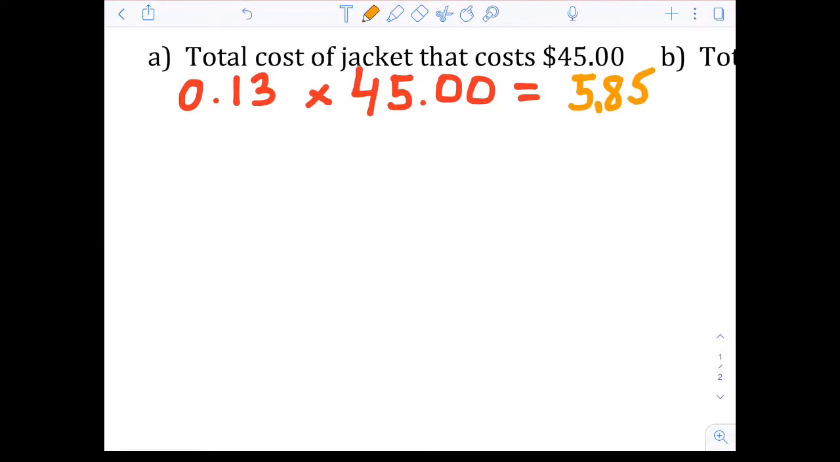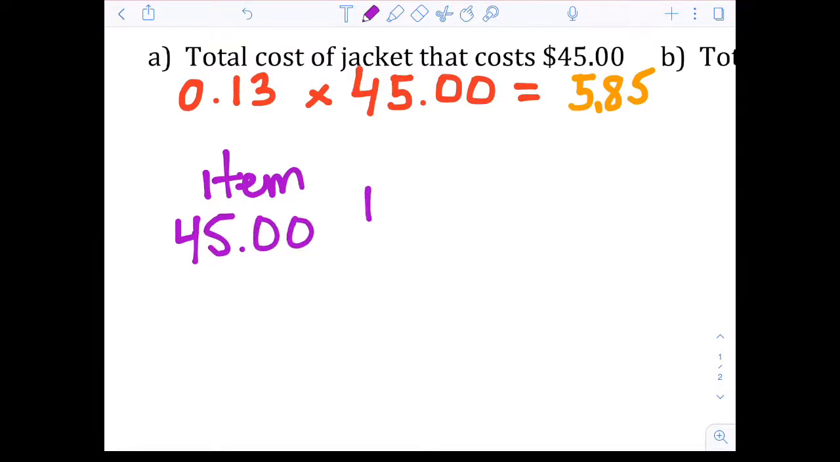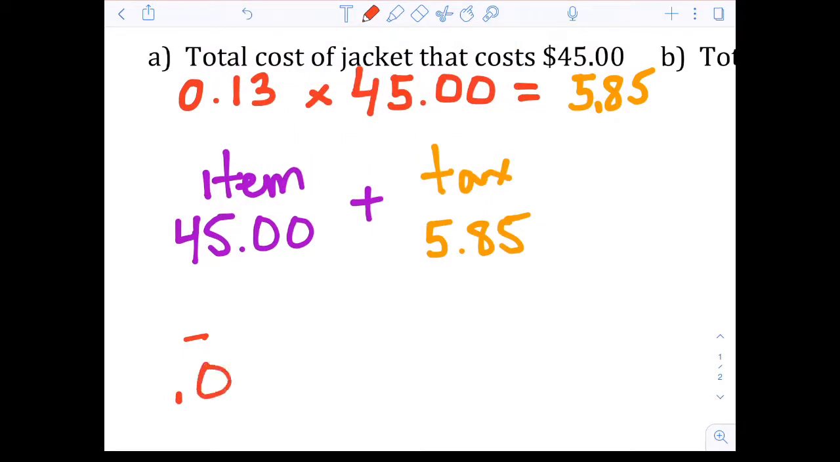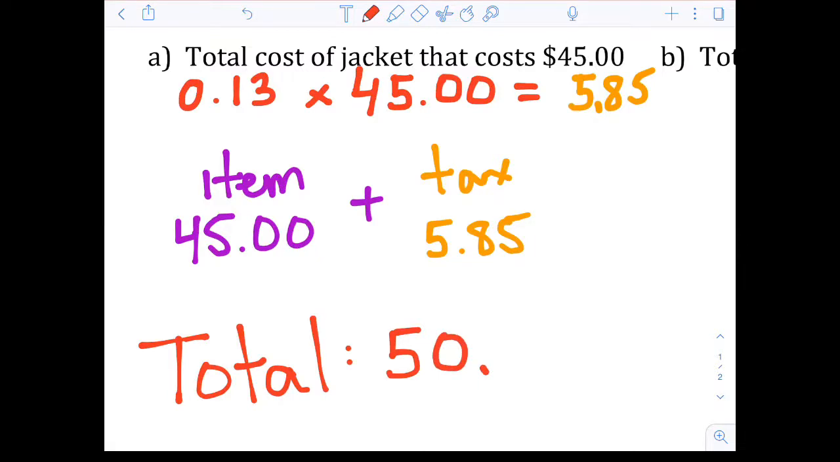So that's my tax. So we're going to add our item, which costs $45, plus our tax, which is $5.85, to get our total. So I put those into my calculator and I get $50.85.